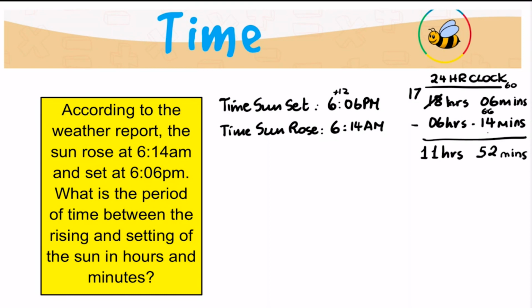So the actual time that passes between the rising of the sun in the morning and the setting of the sun in the evening is 11 hours and 52 minutes.